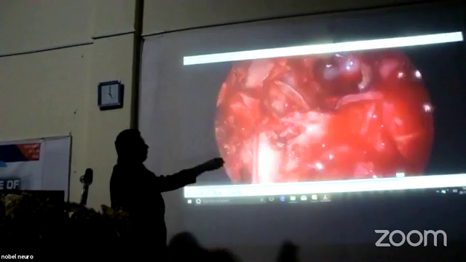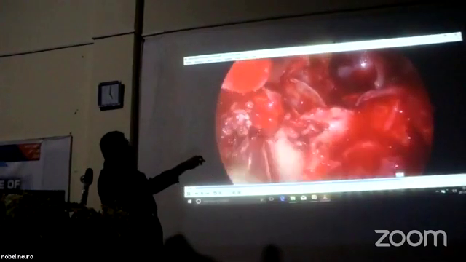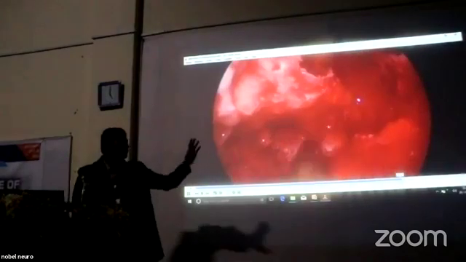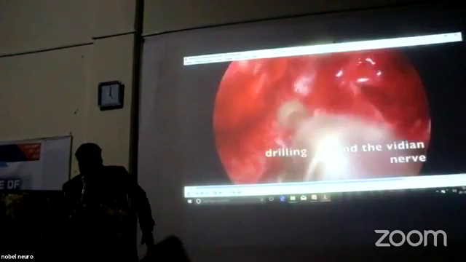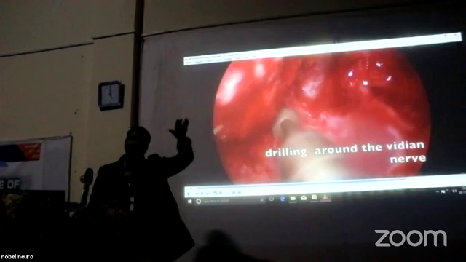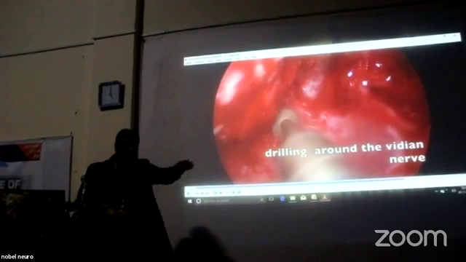That is the pterygoid bone. This is the base of the pterygoid process, called the pterygoid base, and you have the Vidian nerve running in the pterygoid base. The Vidian nerve always takes you to the foramen lacerum. So you identify the Vidian nerve and drill around it. Identify the foramen lacerum, and then you identify the entire carotid, work below the carotid, and remove the lesion.